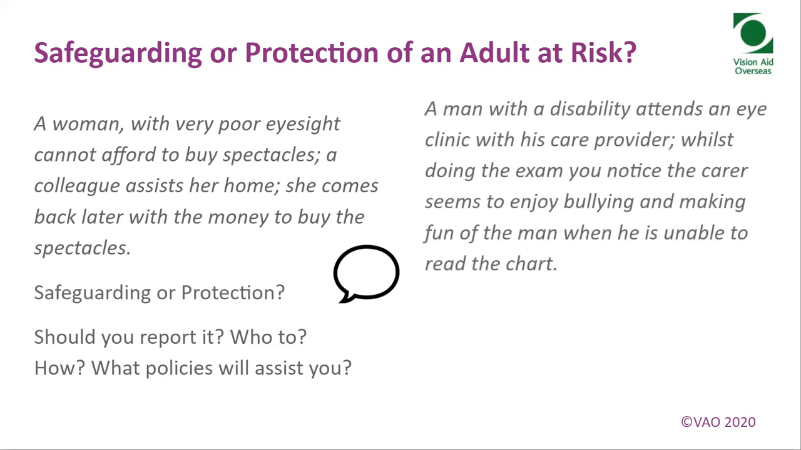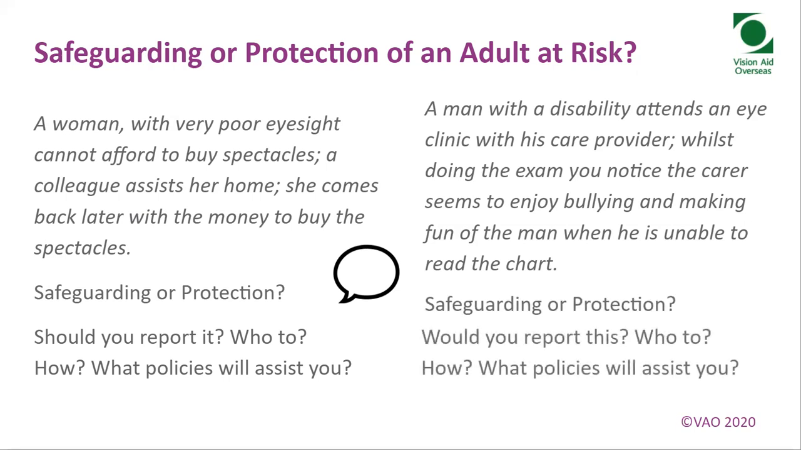Next scenario: a man with a disability attends an eye clinic with his care provider. Whilst doing the exam, you notice the carer seems to enjoy bullying and making fun of the man when he is unable to read the chart. Safeguarding or protection? Would you report it? Who to? How? What policies will assist you?